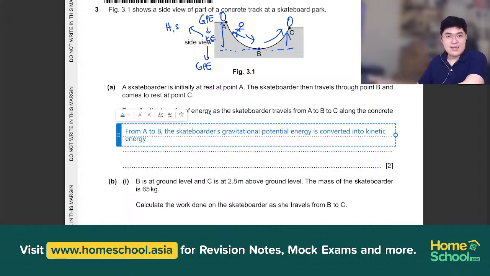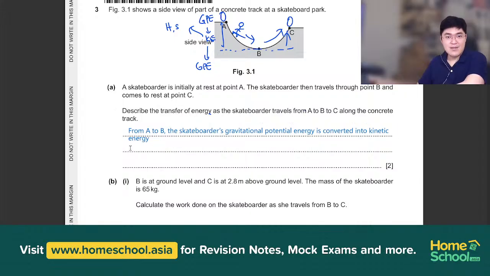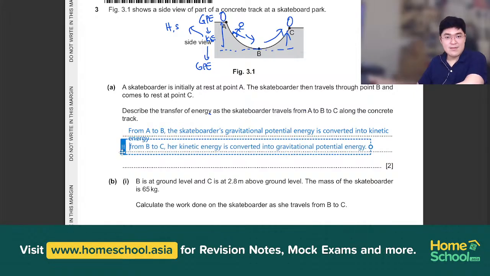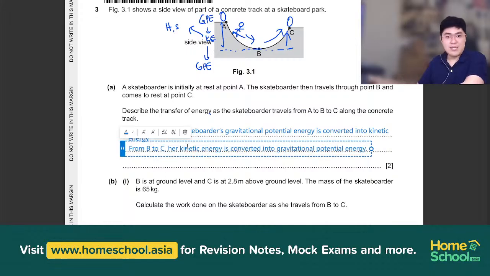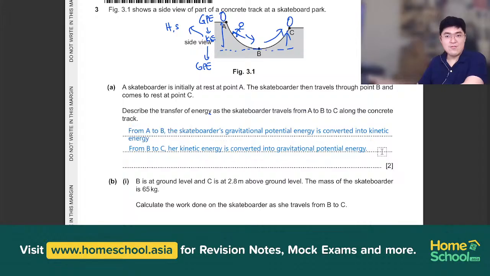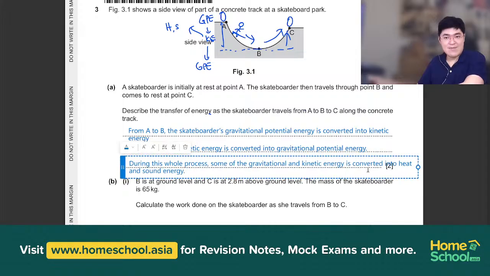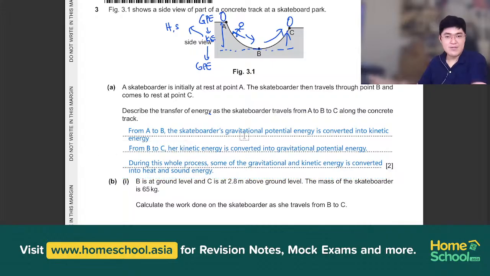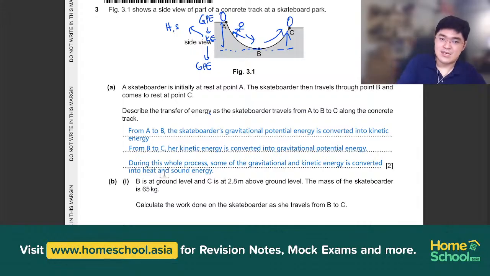Let's move on to the second part as well. So from B to C, her kinetic energy is converted into gravitational potential energy. And then, of course, we did mention that during this whole process, some of this gravitational potential energy and kinetic energy is converted into heat and sound energy. So yeah, some of the gravitational and kinetic energy is converted into heat and sound energy.